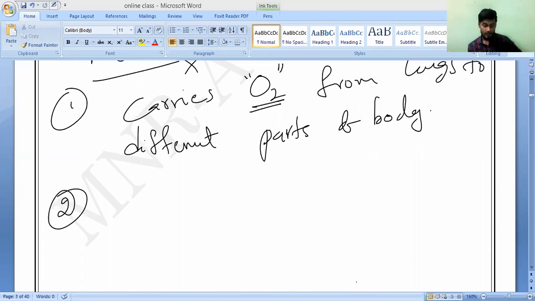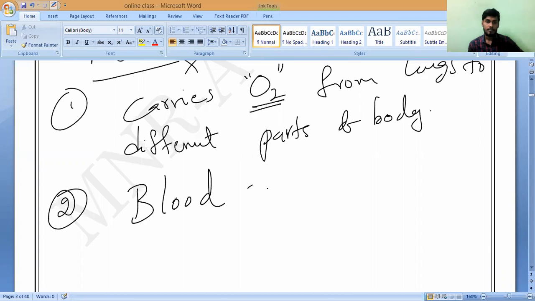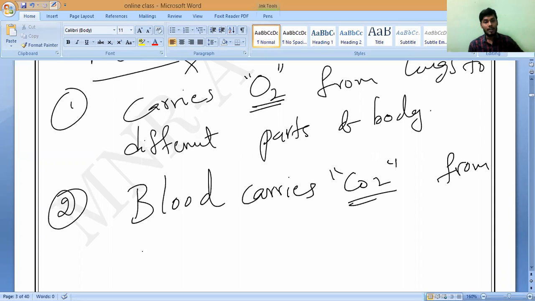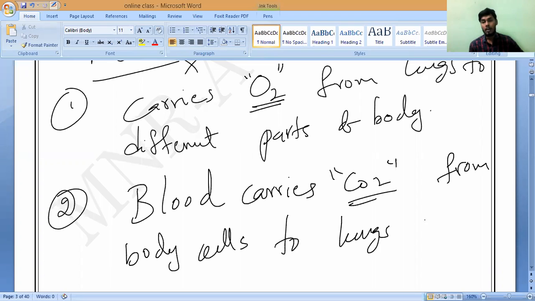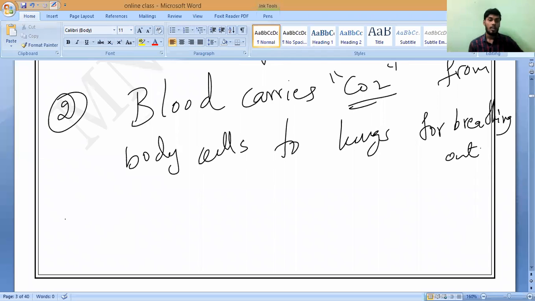Blood carries CO2. CO2 from where? From body cells to lungs for breathing out. That is the second point. That is all about gases.